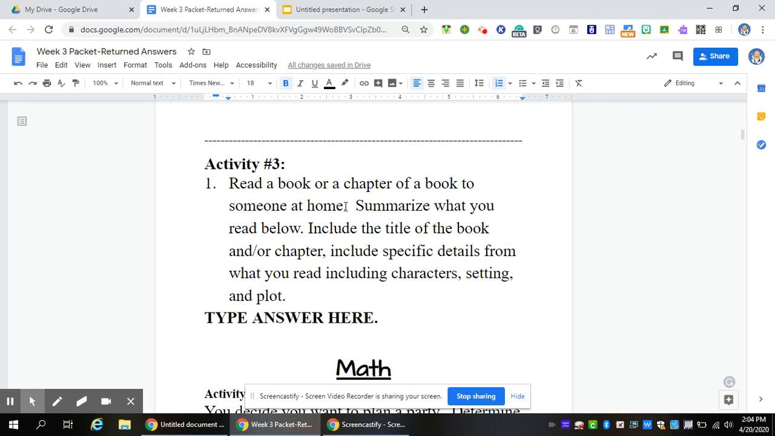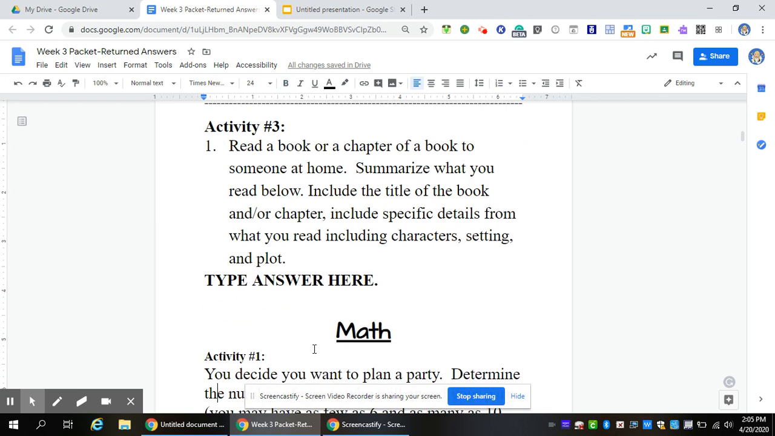We have trained them that they need to include the title of the book, or the chapter in this case, at the very first sentence. So they want to tell the reader what they're writing about before they even start explaining what they're writing about.